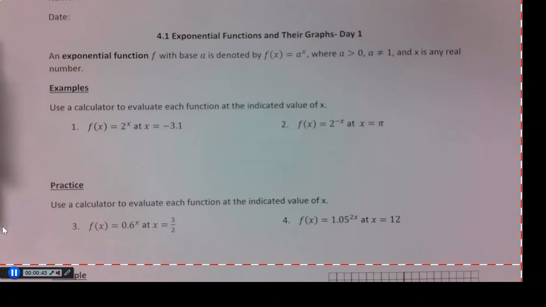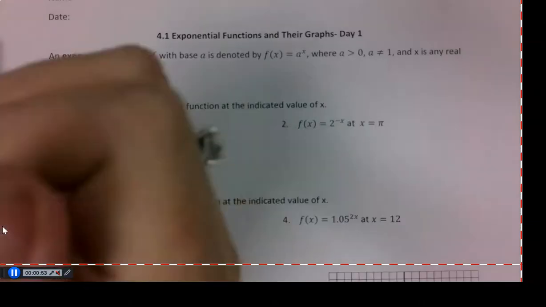Okay, so exponential functions, guys. Exponential functions are functions where the exponent is the variable. Numbers 1 and 2 want me to evaluate the function for the given value of x. All I am doing is literally plugging that number in for x.